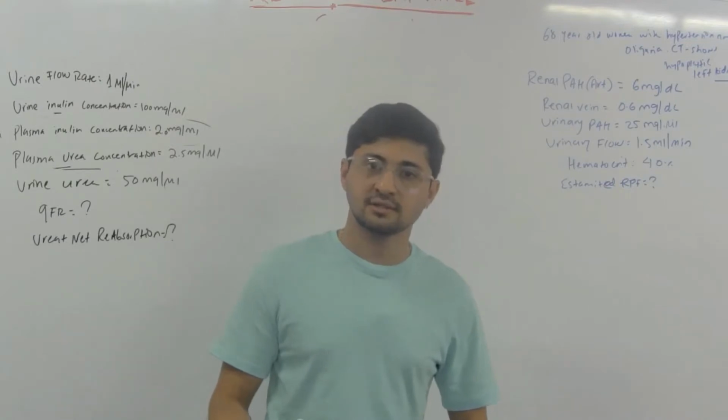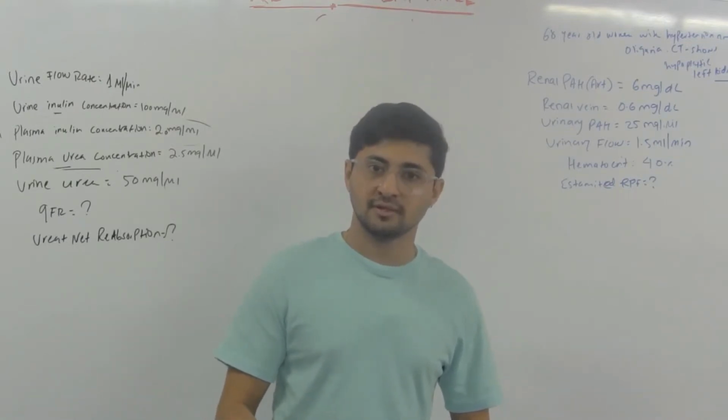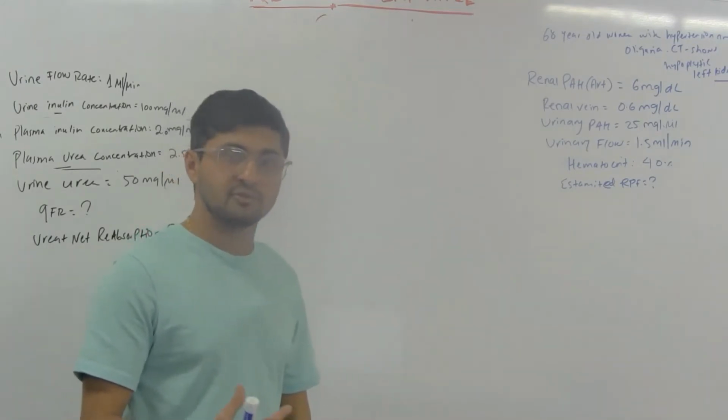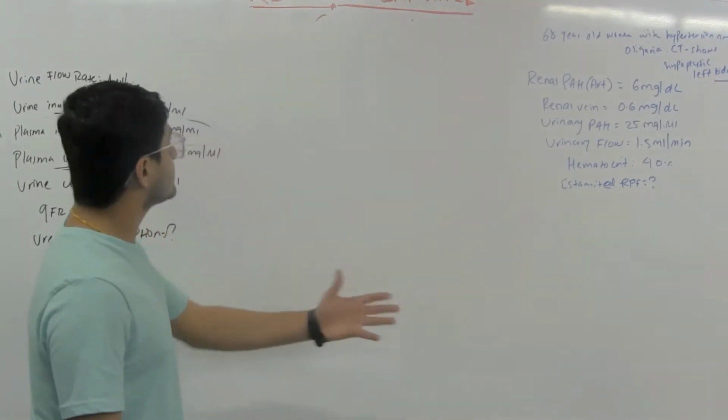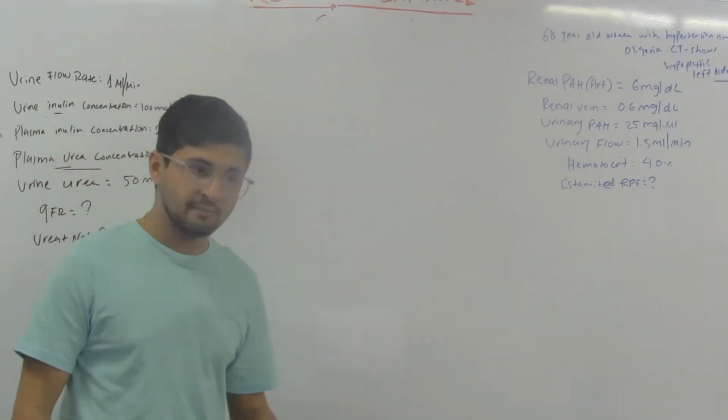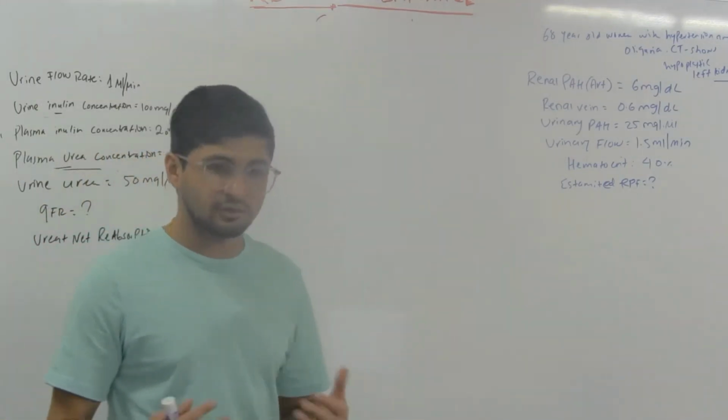Hi guys, this is the continuation of the previous lectures on renal clearance. Here we're going to do a few examples of it. I got these questions from the Garden Hall and pre-test book, and usually your questions are going to look something like this.